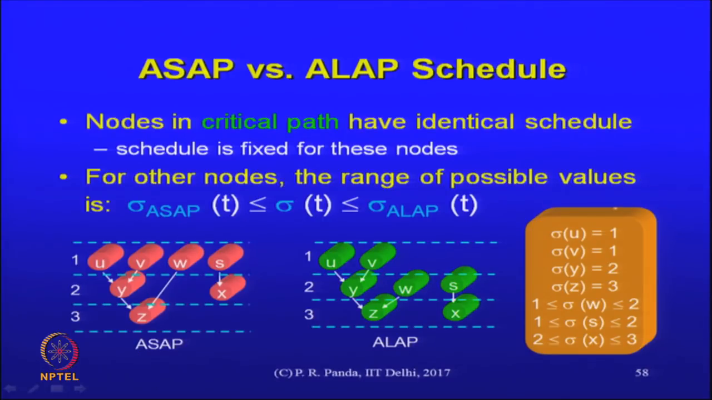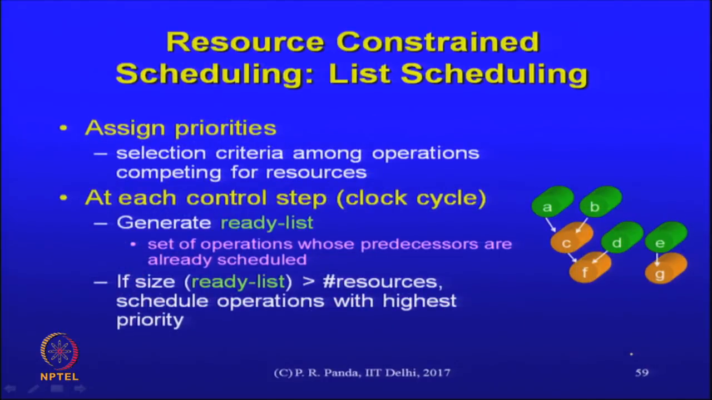So, we have these 4 nodes u, v, y and z having fixed schedules, which means that you do not really have any flexibility with respect to where to schedule them. For the others, there is some range and there is some associated flexibility. That is what comes out of the initial ASAP and ALAP schedules. This could be valuable input to some heuristic for performing scheduling.